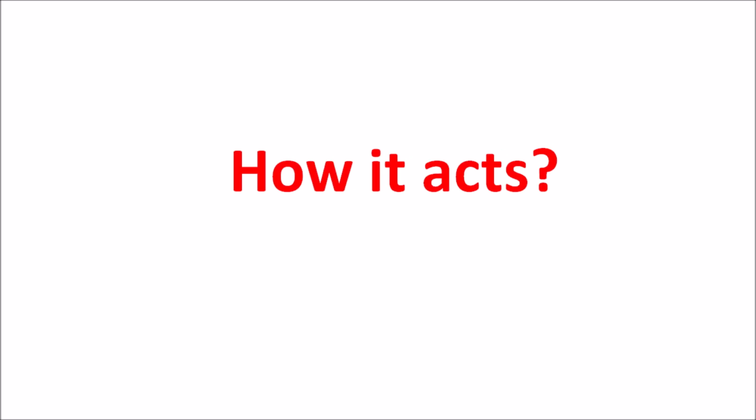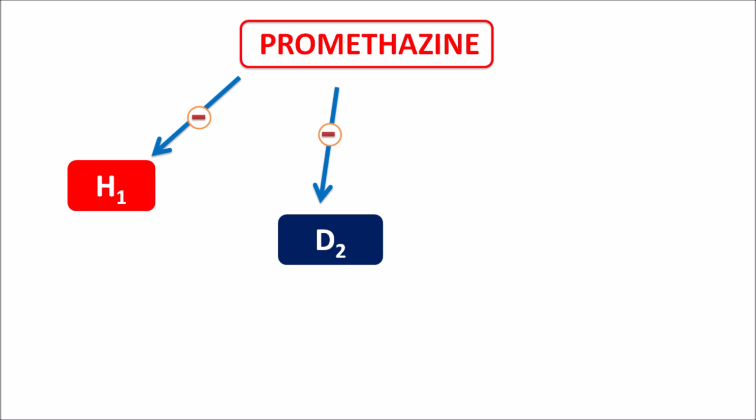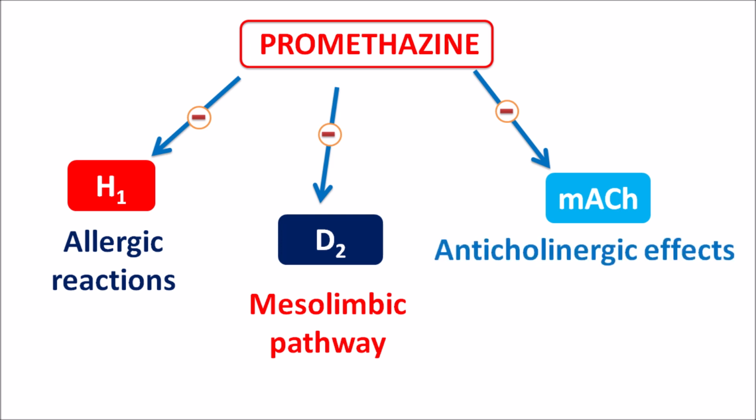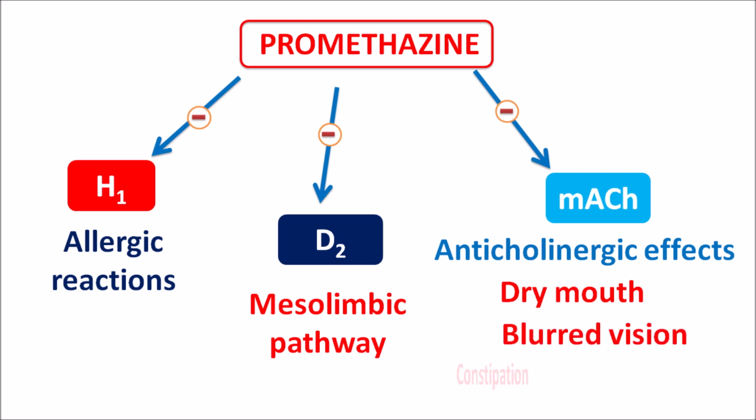Now let us see how this drug acts. Promethazine acts on different types of receptors. It can block H1 receptors. Similarly, to some extent, it can also block D2 receptors. And finally, it can also block muscarinic acetylcholine receptors. By blocking H1 receptors, it can reduce allergic reactions. By blocking the D2 receptors at the mesolimbic pathway, it can produce a mild antipsychotic action, and it can also develop a few syndromes like neuroleptic malignant syndrome. It can act on the acetylcholine receptors, resulting in anticholinergic side effects such as dry mouth, blurred vision, and constipation.